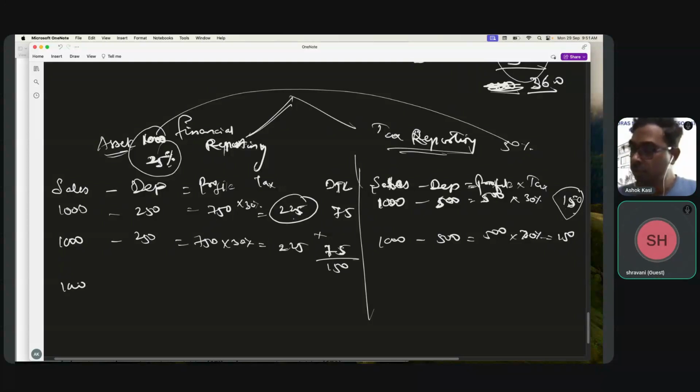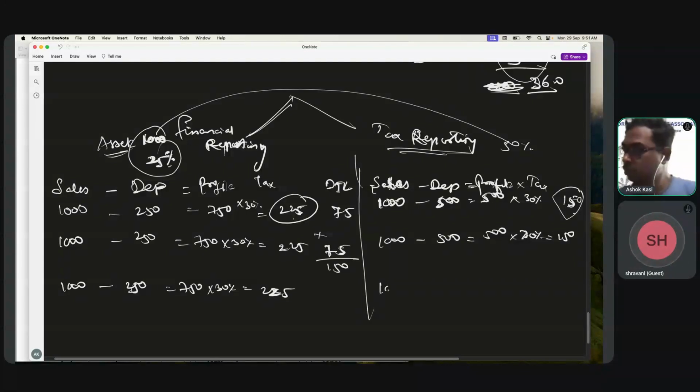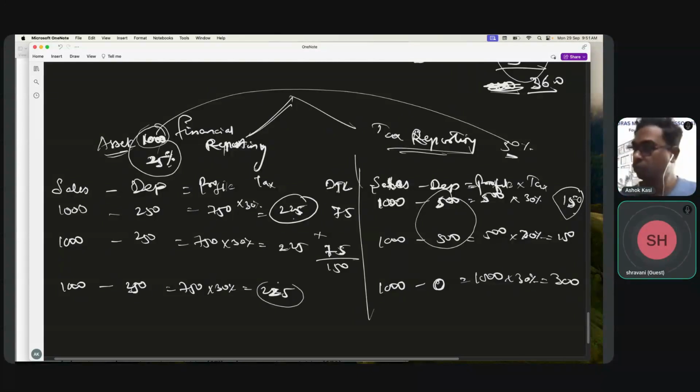Third year, minus again 250 equals 750. 30 percentage comes to 225. Now you see my depreciation is 0 here because it's already over, 1000 rupees. Is it okay? Yes, sir. Now my profit is 1000. Now the government says pay me 300, whereas I'm supposed to pay only 225.